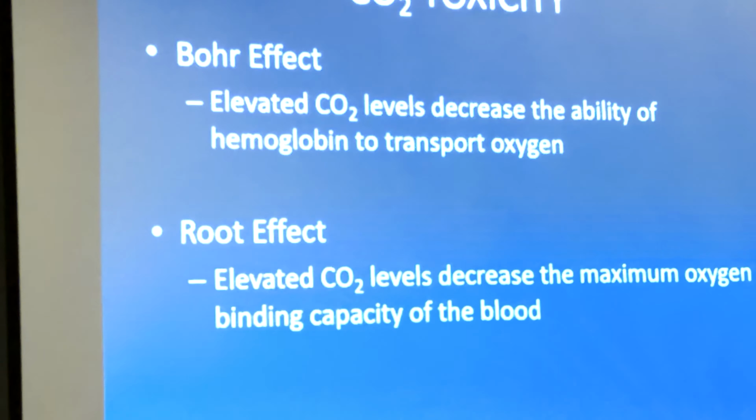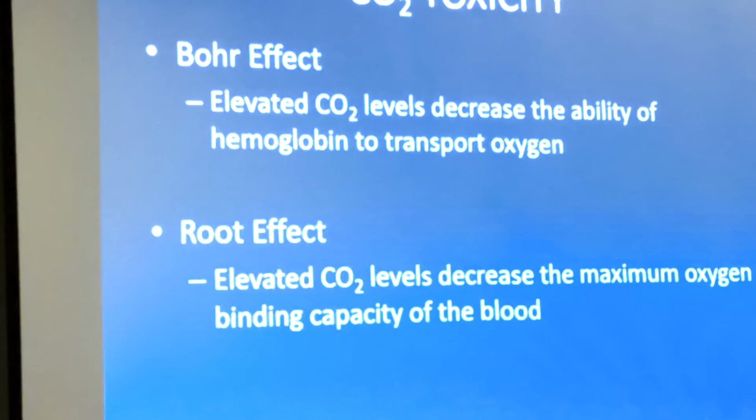Well, in the case of finfish, there are these well-known effects, the Bohr and the root effect. The Bohr effect is when elevated carbon dioxide levels decrease the ability of hemoglobin to transport oxygen. So hemoglobin, of course, is moving oxygen around in the blood. And when you have this elevated CO2, it affects that capacity to transport oxygen. And then somewhat related is the root effect. The elevated CO2 levels will also decrease the maximum oxygen binding capacity of the blood.